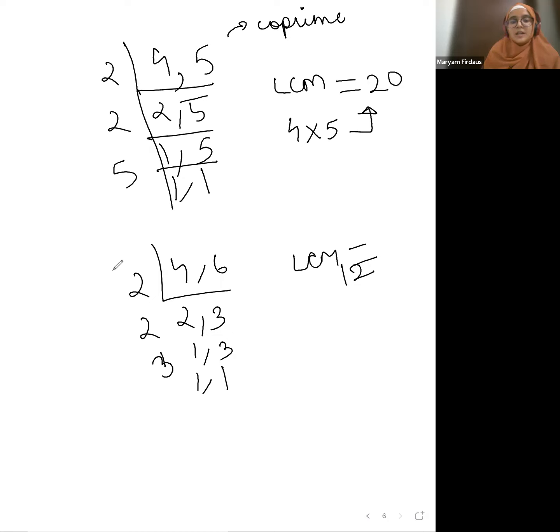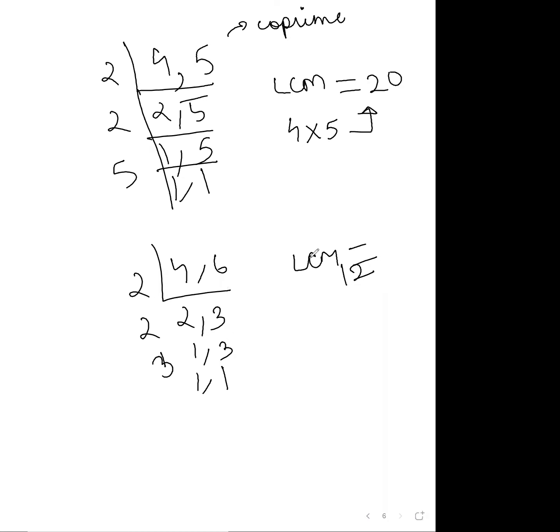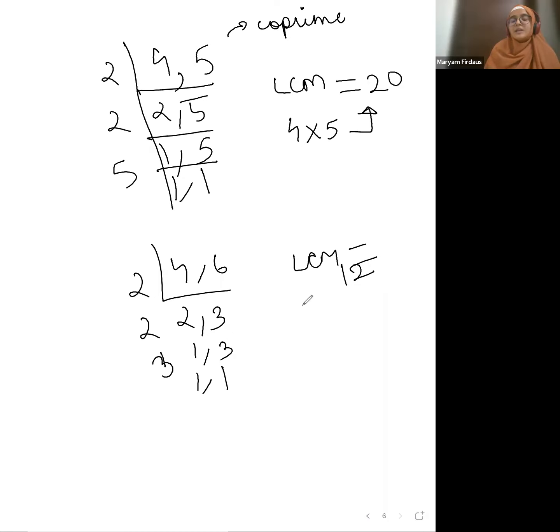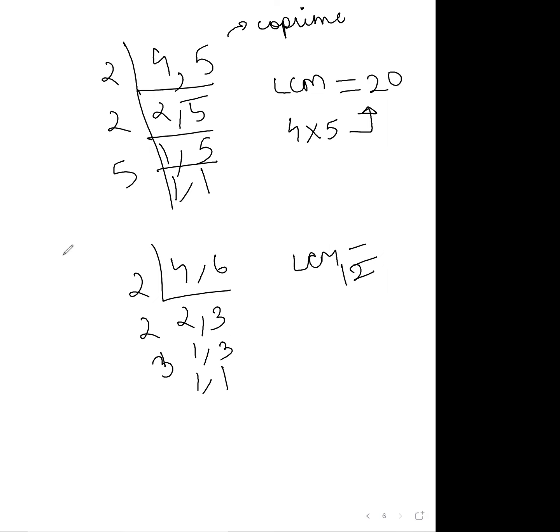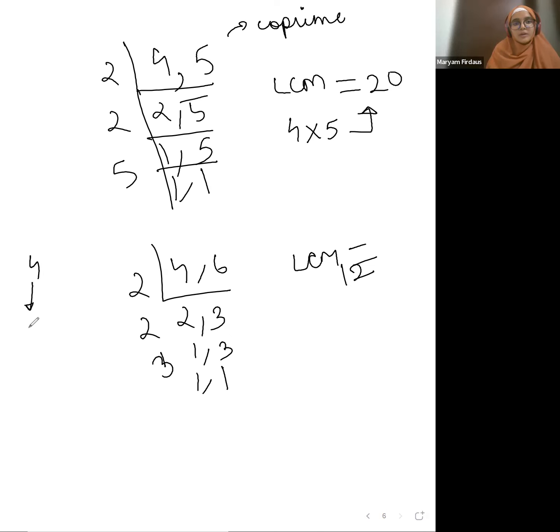Okay, got it? Yeah. But if the two numbers are not co-prime, what does that mean? It means that they do have some common factors. Exactly. Just like 4 and 6. What are the factors of 4? 2, right? What are the factors of 6? 2 and 3. So they do have a common factor. So that is why the LCM will not be 4 multiplied by 6, which is 24. No, the LCM is not 24. Getting it? Yeah.